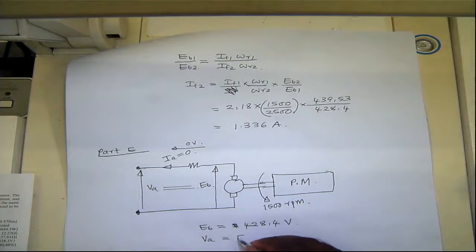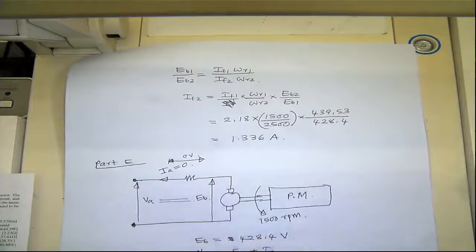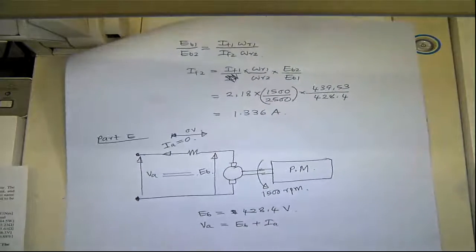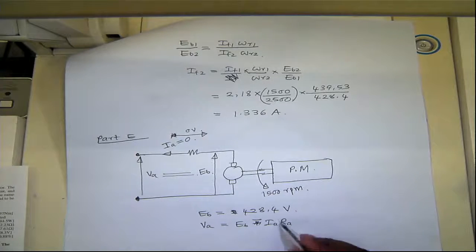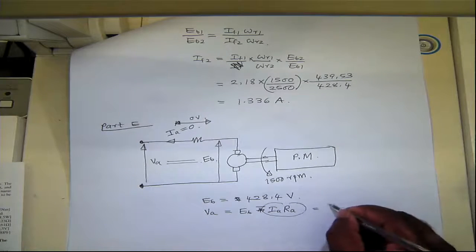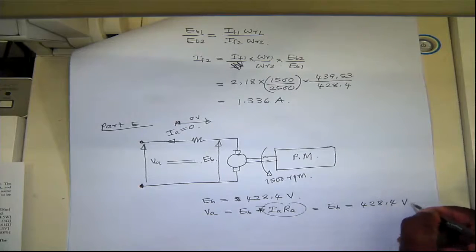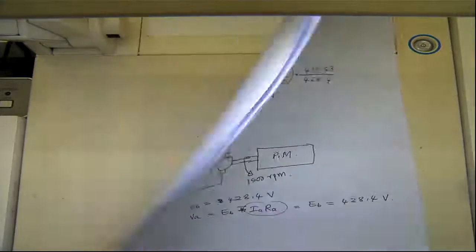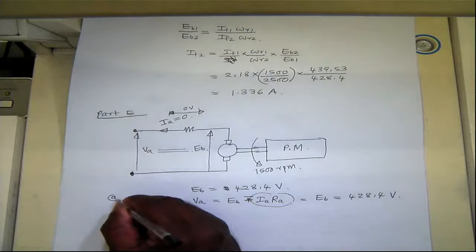So the terminal voltage VA is EB minus IARA. Sorry, this is the current. So the voltage drop is this way. So here it will be minus IARA, and this term here is 0 because it's not conducting any current. So VA equals EB, and that will be 428.4 volts as well. This is for the first part.